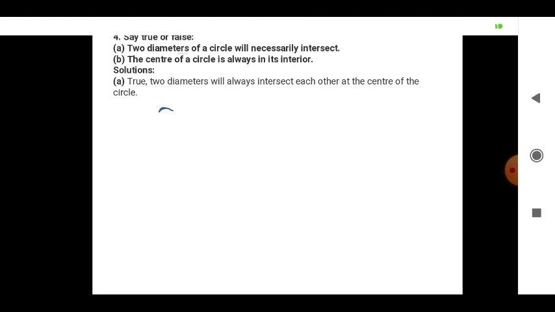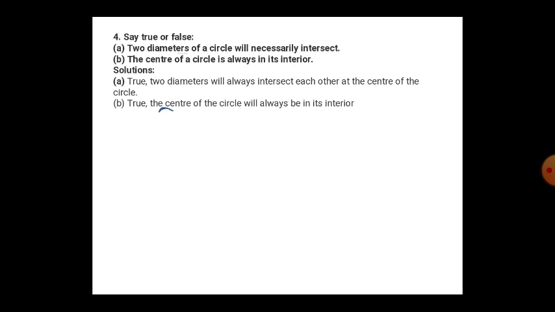The center of a circle is always in its interior. Yes, so it is also true. The center of a circle is always in the interior of a circle only.